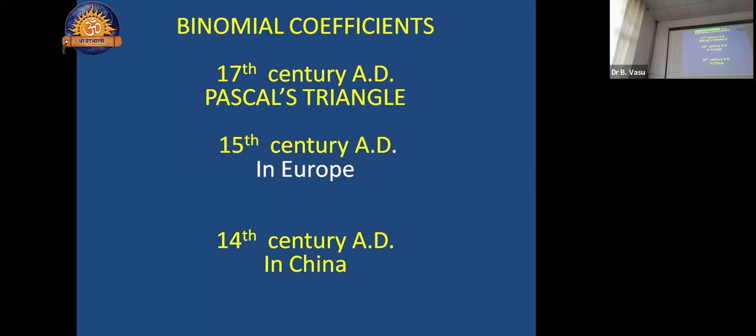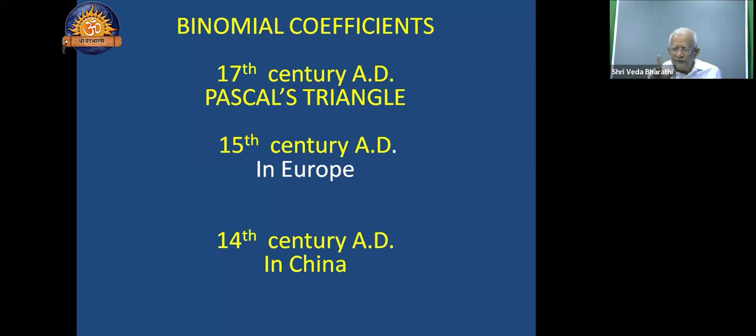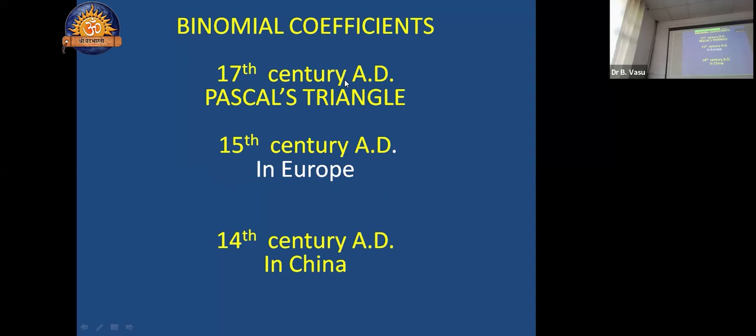Pascal belongs to the 17th century. Now, the author, Donald Knuth, writes, it's not myself saying, he says, that these numbers 1, 2, 1, 1, 3, 3, 1, 1, 4, 6, 4, 1, all these patterns, were known in Europe in the 15th century. So for numbers known in the 15th century, there is no need for Pascal. Pascal's name is cut off. He is not the inventor.